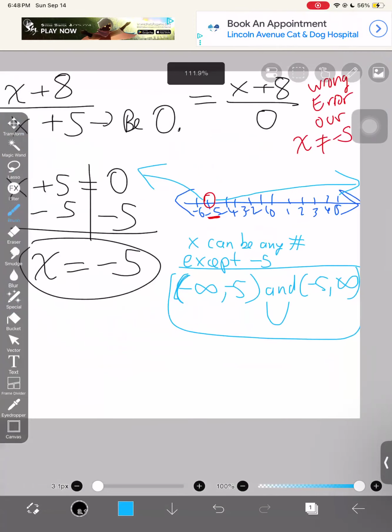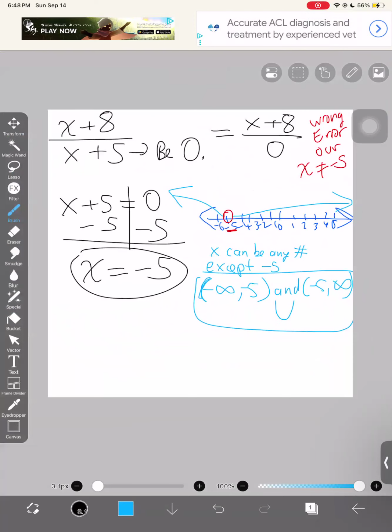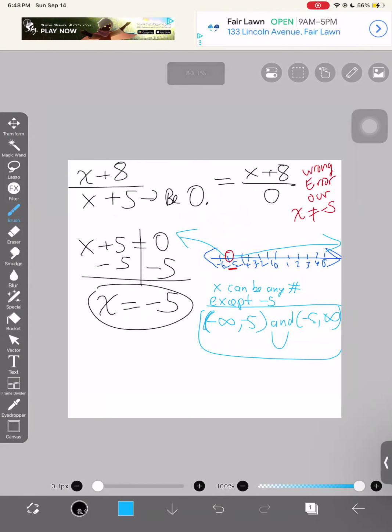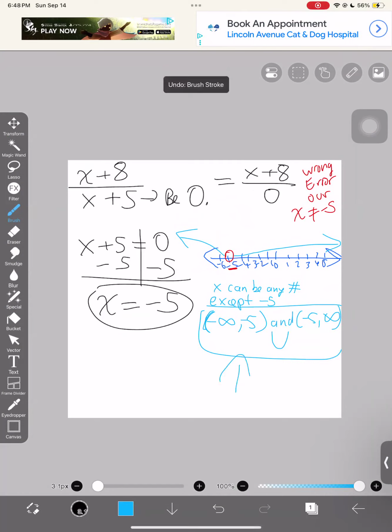Okay, because when x is -5, it causes the denominator to be 0, right? There's an error when x is equal to -5 because it causes our denominator to be 0. So x could be any number it could possibly be, except -5. And that's what it tells us right here, right? X could be any number except -5. So it could be any number from -infinity all the way till -5, but it can't be -5, and anything from -5, but not -5, to infinity. So all these numbers except -5.